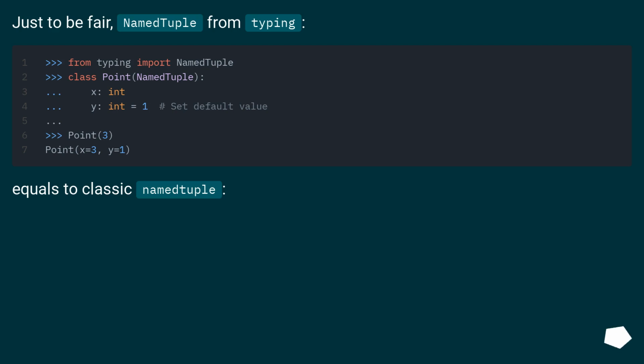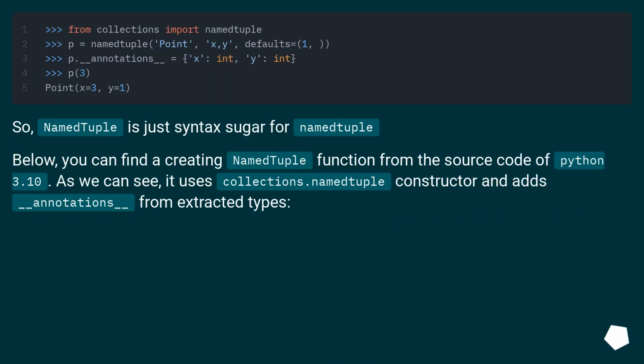Just to be fair, namedtuple from typing equals the classic namedtuple. So, typing.NamedTuple is just syntax sugar for collections.namedtuple. Below, you can find the function creating the namedtuple from the source code of Python 3.10. As we can see, it uses the collections.namedtuple constructor and adds __annotations__ from the extracted types.